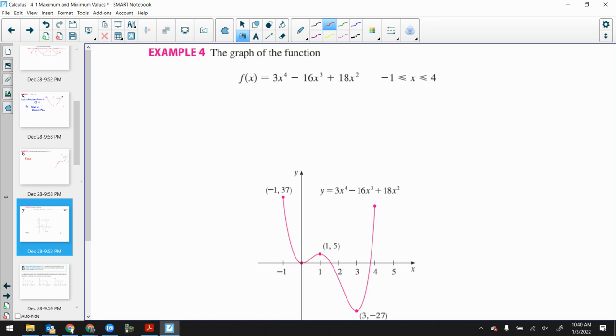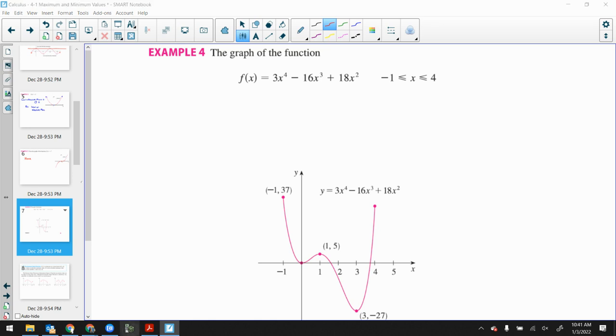So let's get a really weird, wacky function going on here. I give you the graph here. This is the graph of the function 3x to the 4th minus 16x to the 3rd plus 18x squared along the domain -1 to 4. Ooh, so it's a closed interval. This is a closed domain from -1 to +4, and it's showing all the values in between. We're going from -1 comma 37. Looks like it's bottoming out at 0, 0. Topping out at 1 comma 5. Bottoming out again at 3 comma -27. And then our endpoint looks to be up here at 4 comma.